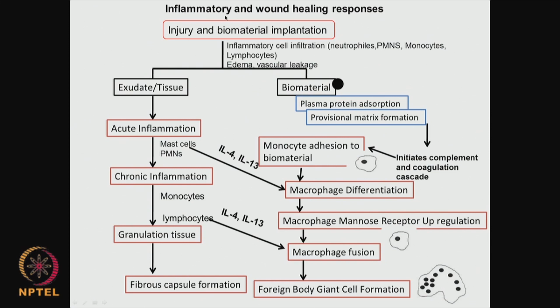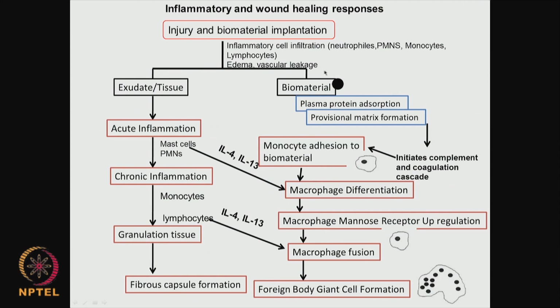When there is an inflammation, there is a lot of wound healing response, because when the surgeon tries to open the host body and then place a biomaterial, obviously it is like a wound. So, the wound healing processes start taking place because the surgeon has created an injury because of the biomaterial implantation. There is going to be inflammatory cell infiltration, so a lot of cells like neutrophils, PMNs, monocytes, lymphocytes start going towards it. Then there is going to be edema and vascular leakage. All these start happening.